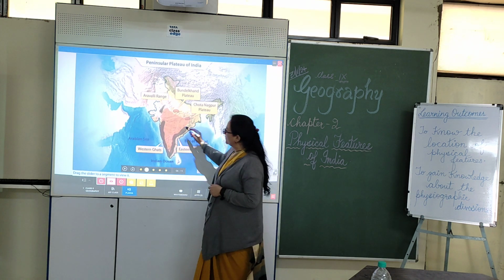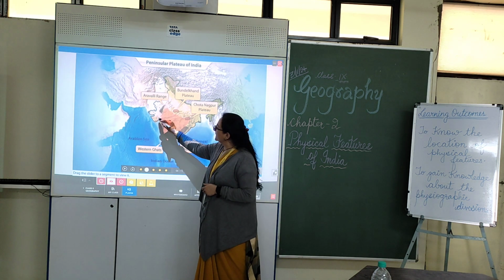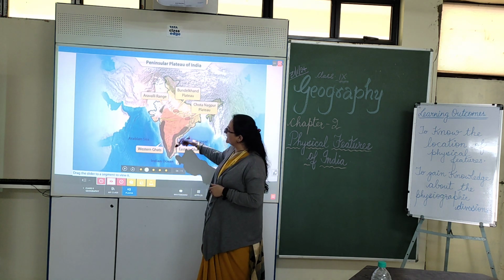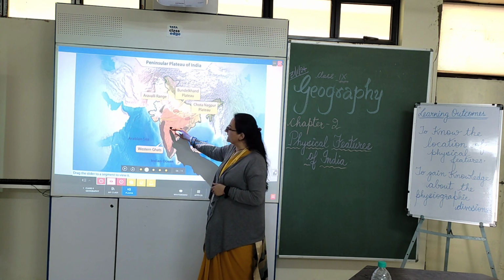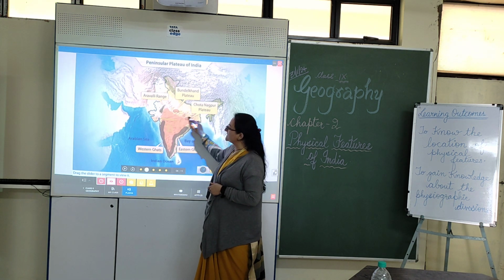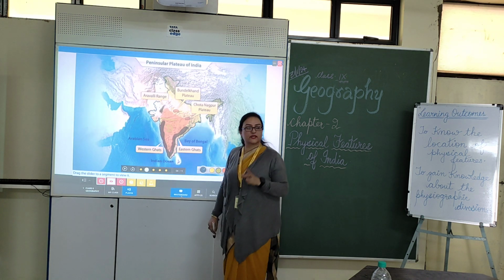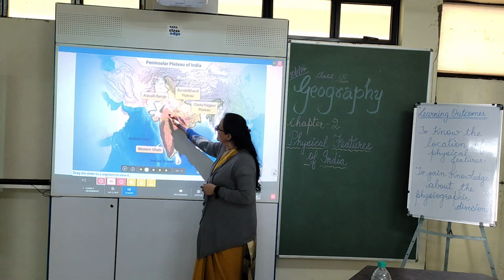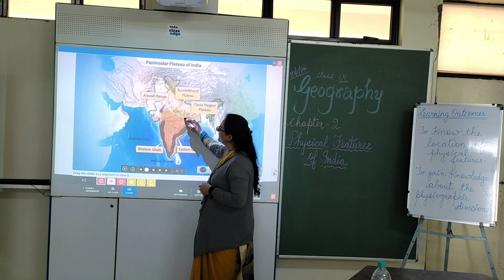Clear? Now, how will you divide this? From the river Narmada, it has been divided into 2 parts. Here you have the Deccan Plateau region and this is the central highland, which is again divided into 2 parts: the Malwa Plateau region and the Chota Nagpur Plateau region.